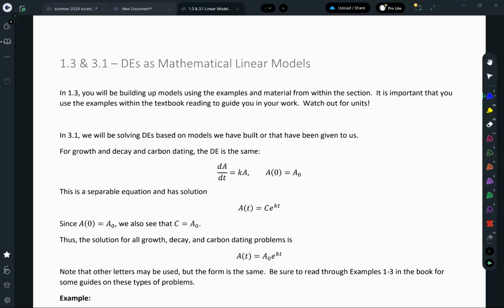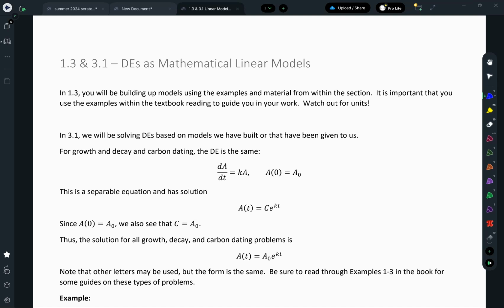Hello, today we're going to talk about mathematical linear models, where we're focusing on first order differential equations as mathematical linear models. There is a section in the book, 1.3, that goes into a lot of detail about building up the models, and there are tons of examples and material in that section for you to read over just to see how some of these models came about.